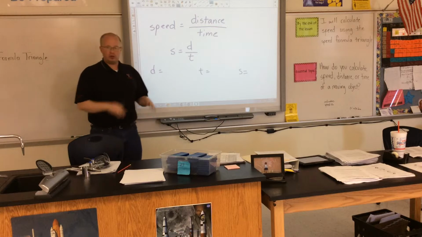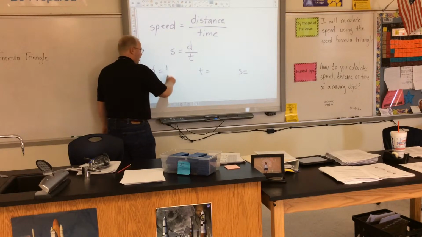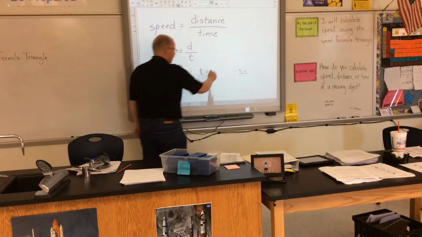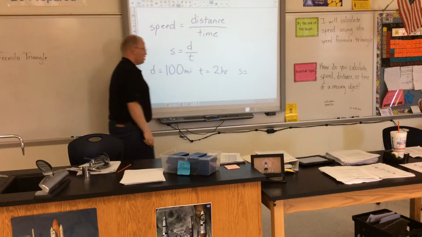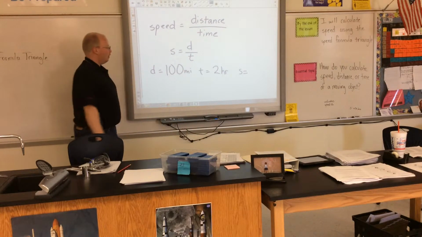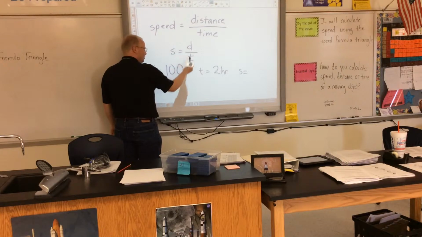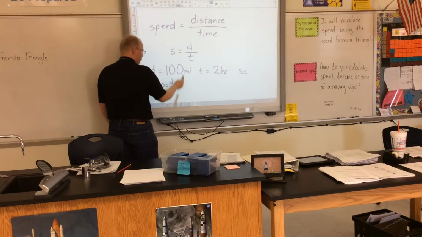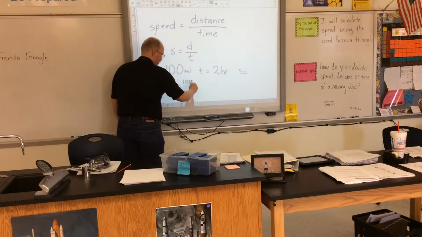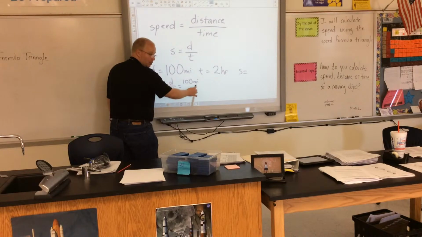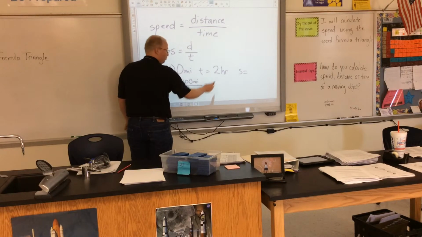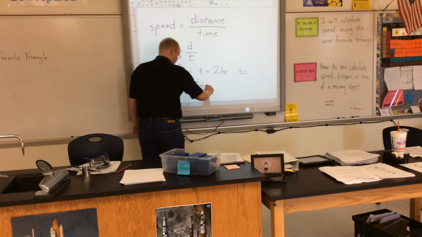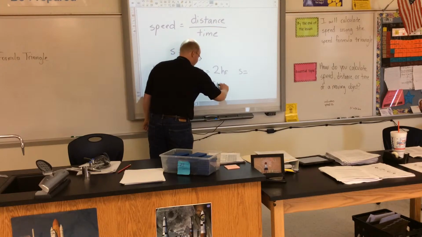So let's just say hypothetically, we'll start with a super simple example. If I wanted to go 100 miles, and I wanted to do it in 2 hours, what would my speed be? Well, I'm going to come back here, I'm going to look at my formula. Speed equals distance divided by time. And I'm going to set it up. I'm going to plug in my distance, 100 miles. Notice I am writing my unit. I'll tell you why here in a second. Divide it by my time, 2 hours. 100 divided by 2 is 50.